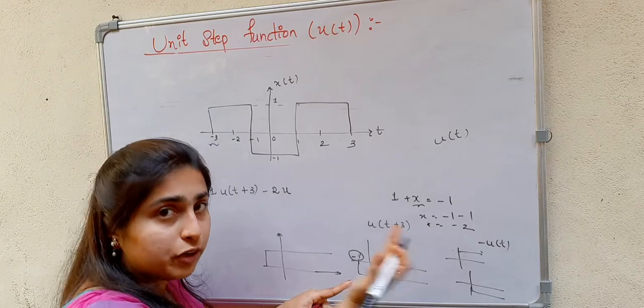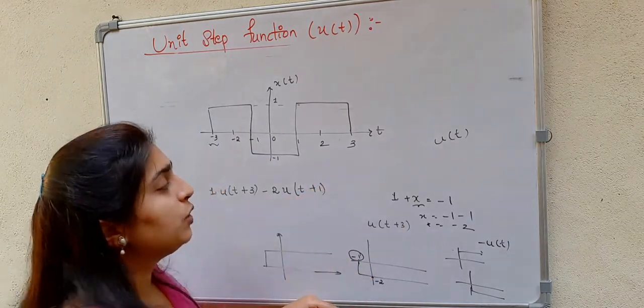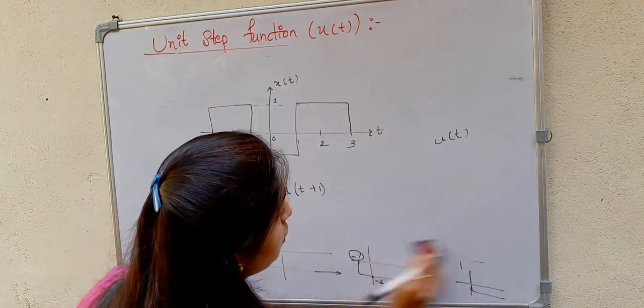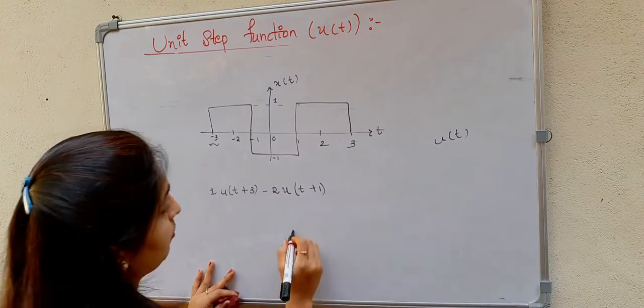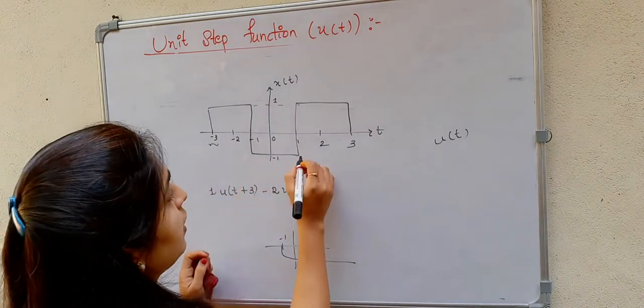That means it is shifted towards the left by 1 unit. So, I will be considering it as u of t plus 1. Now, the function goes on like this from 1, minus 1. It goes on like this. See, it is continuous here.